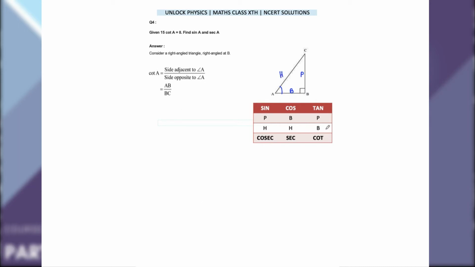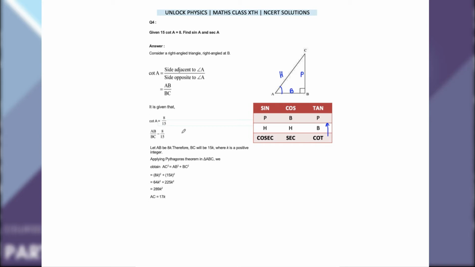Since we are evaluating the value of cot, we'll read the table from bottom to up. So that is the ratio of base upon perpendicular. So we have AB upon BC as cot A. It is given to us that cot A is equal to 8 by 15. How? Because 15 cot A is equal to 8, so cot A becomes 8 by 15. So now let AB be 8k. Therefore BC will be 15k, where k is a positive integer.